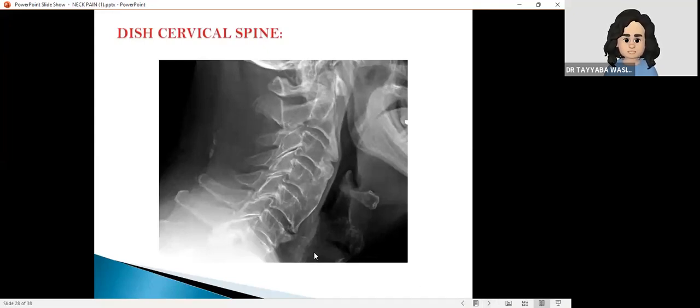And we can easily appreciate that there are four cervical vertebral bodies. These are fused with one another on the anterior aspects, thus forming the DISH spine, and this is an important cause of pain in the neck.